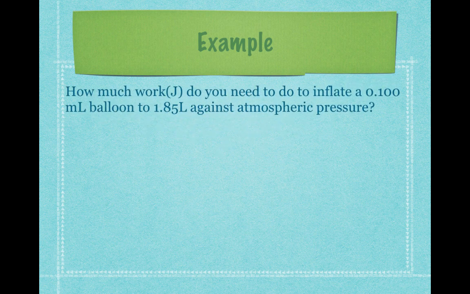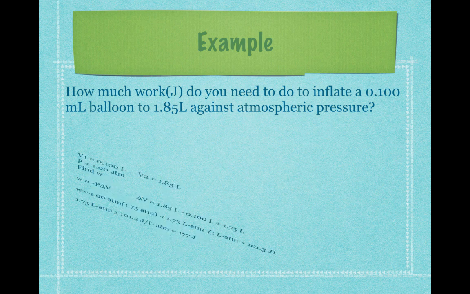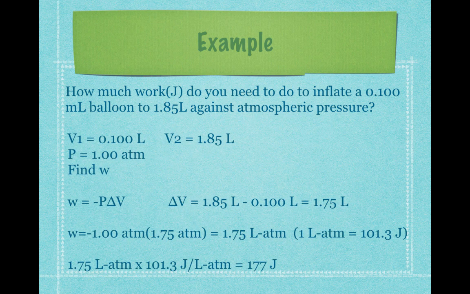Let's take a look at an example. How much work in joules do we need to do to inflate a 0.1 liter balloon to 1.85 liters against atmospheric pressure? So my volume 1 is 0.1 liters, that's what I start with. Volume 2 is 1.85 liters, that's what I'm finishing with. My pressure is 1 atmosphere, that's normal atmospheric pressure, and I want to find W.